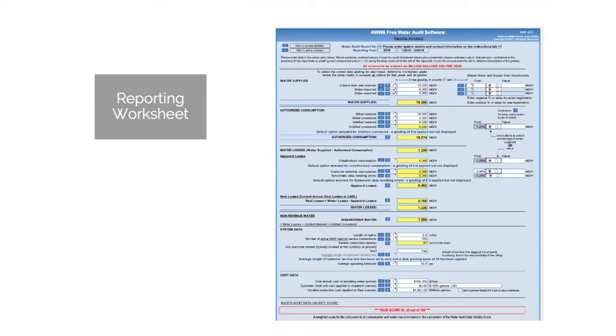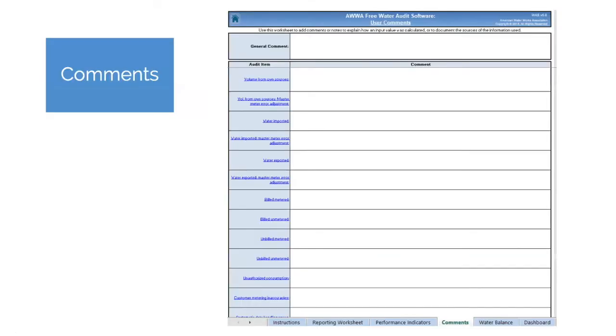Next is the reporting worksheet, and this is going to be the thing we'll focus most on in this section. This is where you're going to enter the data that will actually calculate your water loss. And then finally, the other data entry screen is the comments section. The comments section doesn't actually affect the calculation of water loss or anything like that. It's there so that you can enter information about anything you want related to the data.